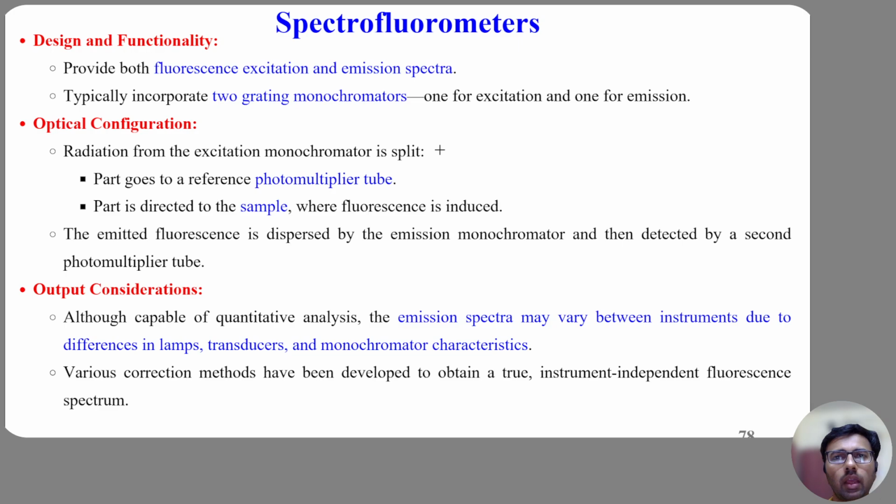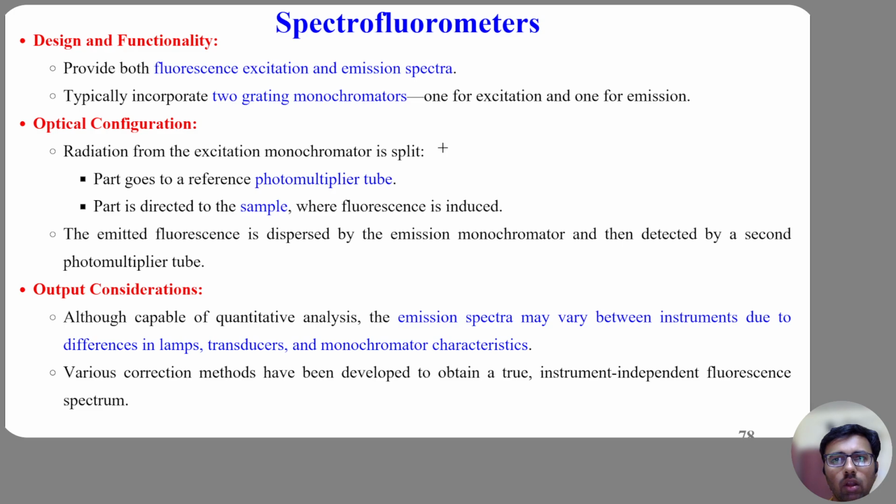Fluorescence emitted at right angles is collected and directed into the entrance slit of the emission monochromator. A second diffraction grating disperses the emitted light, allowing wavelength scanning. Selected emission wavelengths finally reach the sample photomultiplier tube.